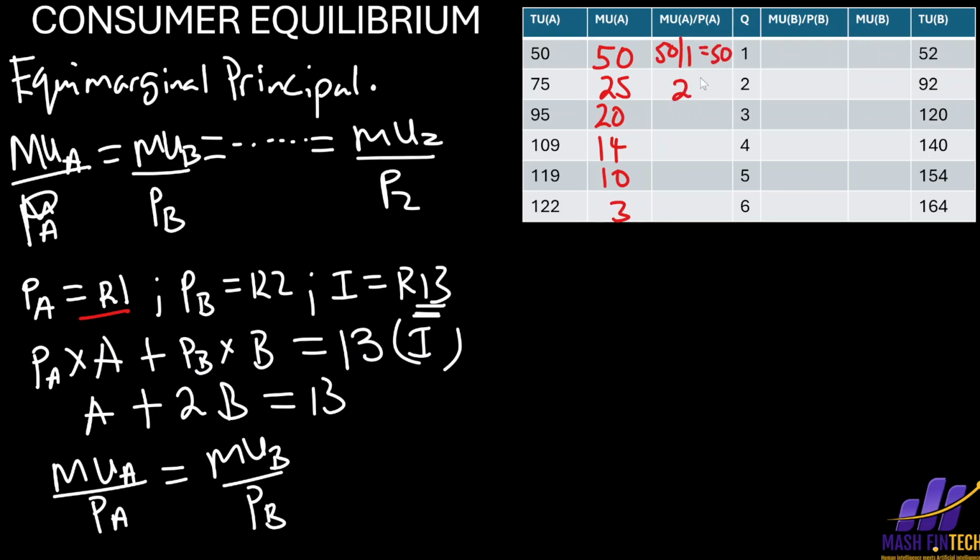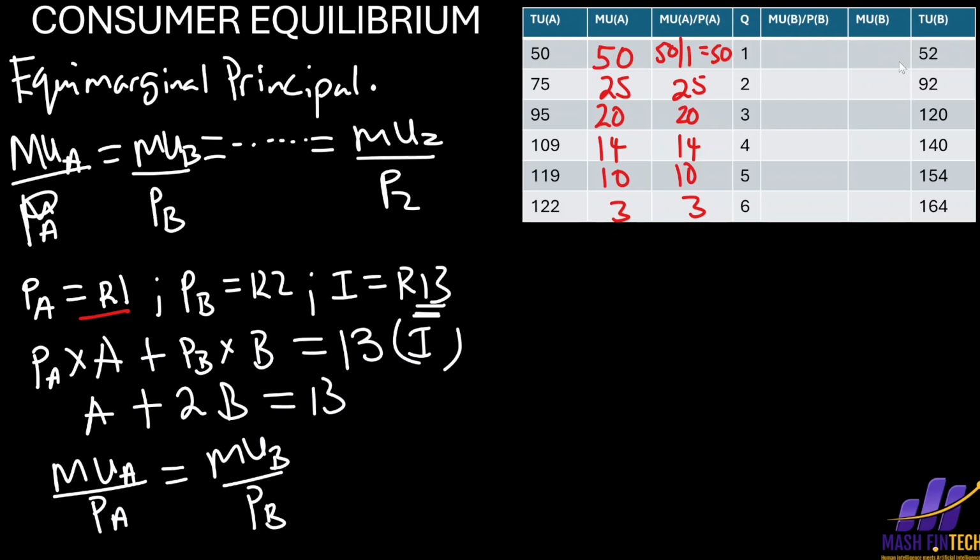25 over 1, 25. 20 divided by 1, which is 20. 14 divided by 1, 14. 10 divided by 1, 10. 3 divided by 1, 3. We do the same thing on this side for the bananas.